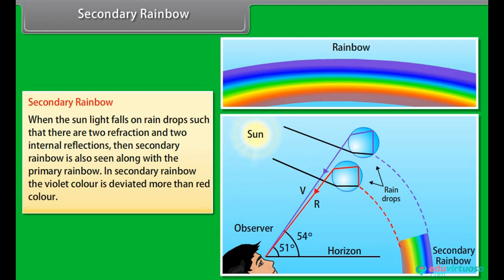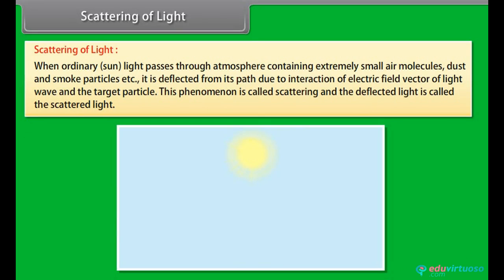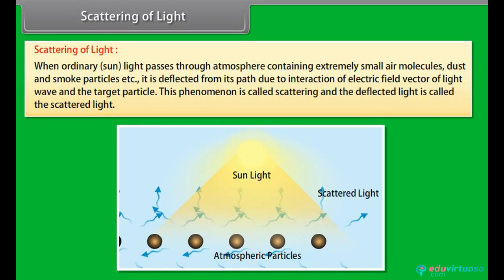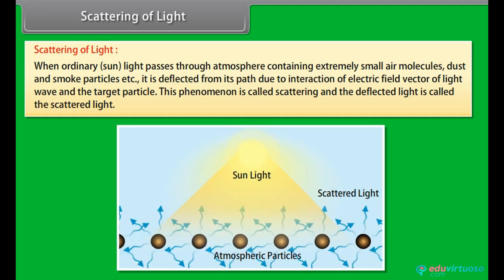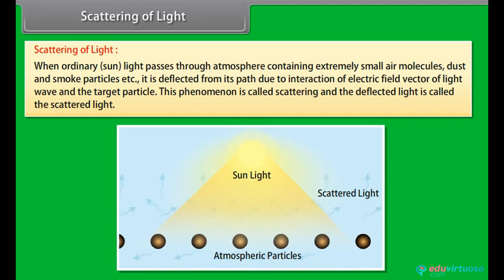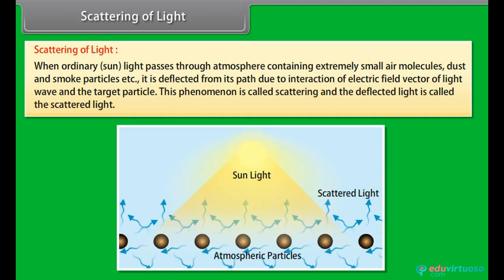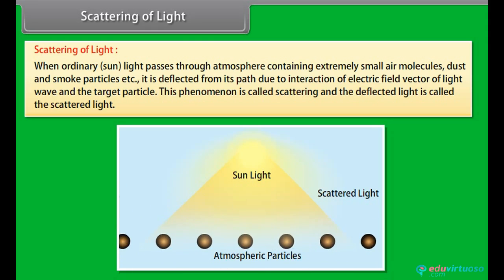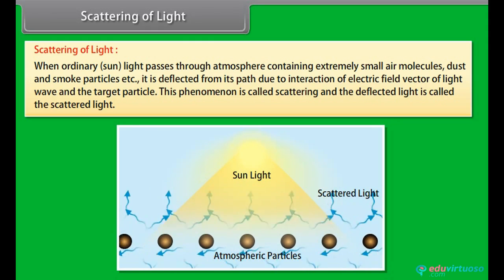In secondary rainbow, the violet color is deviated more than the red color. Scattering of light. When ordinary sunlight passes through atmosphere containing extremely small air molecules, dust and smoke particles, etc., it is deflected from its path due to interaction of electric field vector of light wave and the target particle. This phenomenon is called scattering, and the deflected light is called the scattered light.